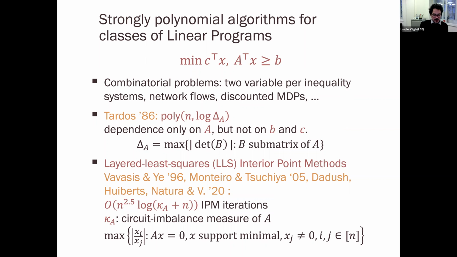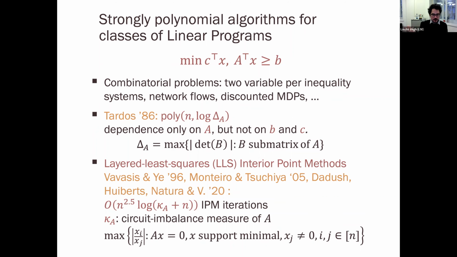So I'll give you the definition, although it won't be very important for the talk. We look at support minimal vectors in the kernel of this matrix, which are supported by circuits of the associated matrix. We look at the largest possible ratio between the non-zero entries, and the maximum over all circuits and all pairs of entries is the circuit imbalance of this matrix.